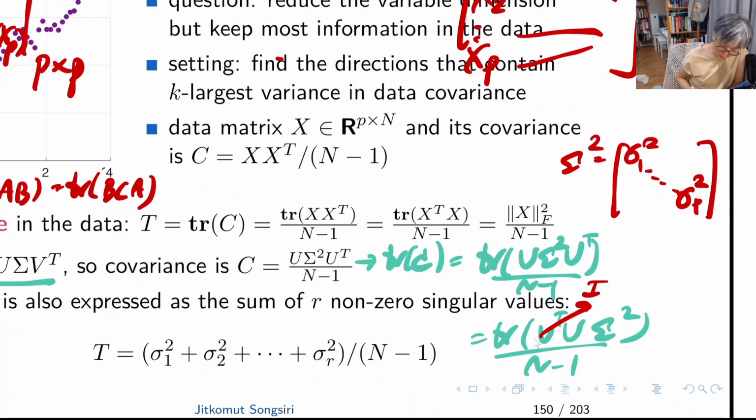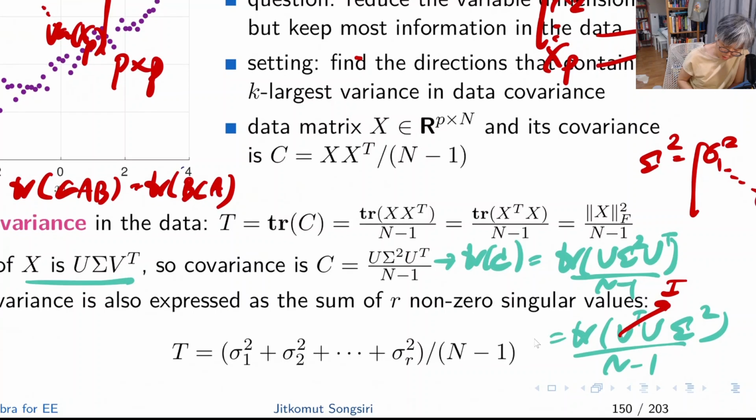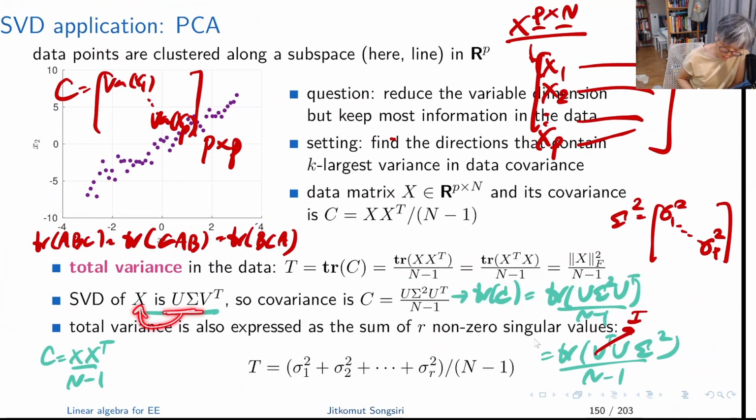And do not get confused. This sigma is the singular value in sigma, and sigma is the singular value of X, the data matrix. Do not get confused with the sigma that we might use for variance. In this context, this sigma notation is for singular value. So finally, the total variance can be expressed as the sum of the non-zero singular values.